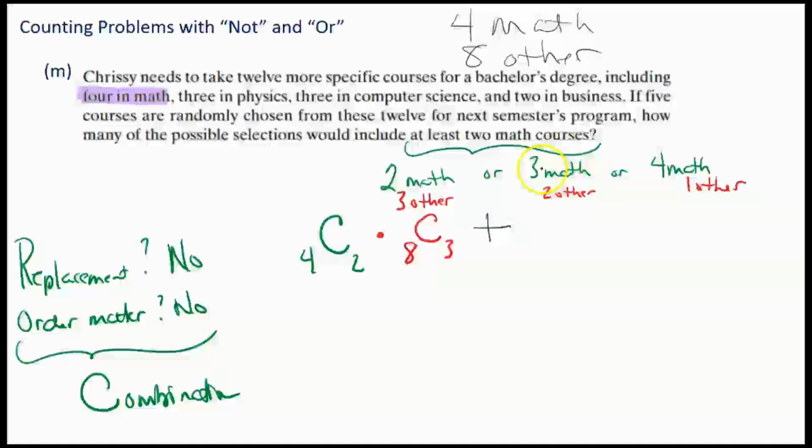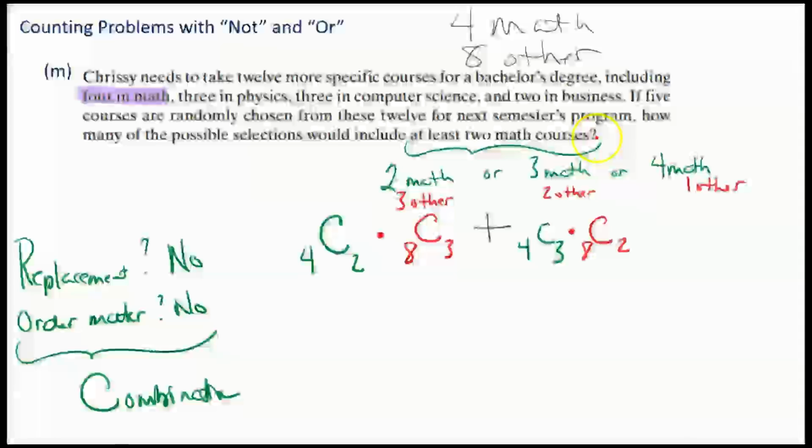This time we're picking 3 math classes, so I'm going to go back to green for math. Now how many math classes do we have to pick from? 4. Okay, how many are we picking? 3 of them. Now in red, let's pick the other classes. Okay, so for 3 math and 2 other, we have another combination, because the order doesn't matter, 8 choose 2 of them this time.